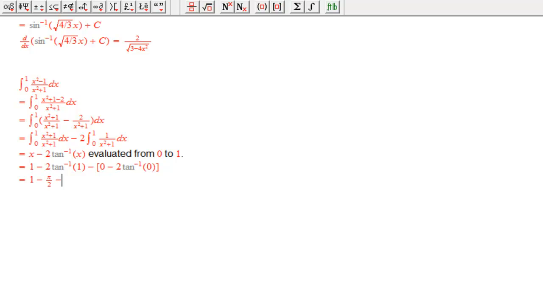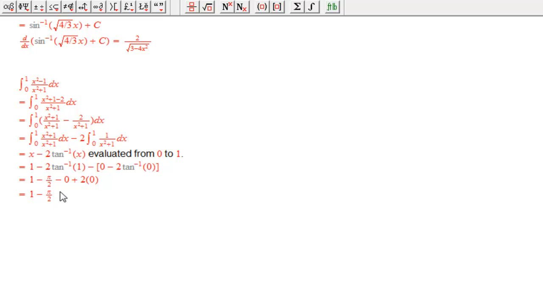And then we have a minus 0, and inverse tangent of 0, I'll have a plus 2 times inverse tangent of 0. Again, tangent is sine over cosine. So we want to know when that's 0. We want to know when sine is 0 in the interval between negative pi over 2 and pi over 2. And that happens at the angle 0. So inverse tangent of 0 is just 0. And we get 1 minus pi over 2.